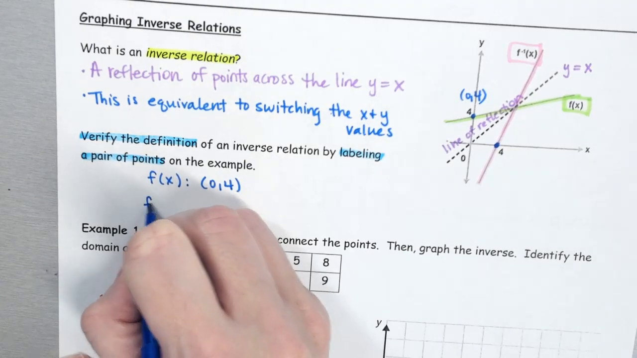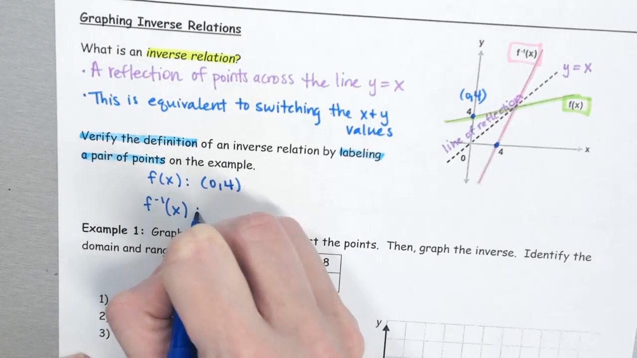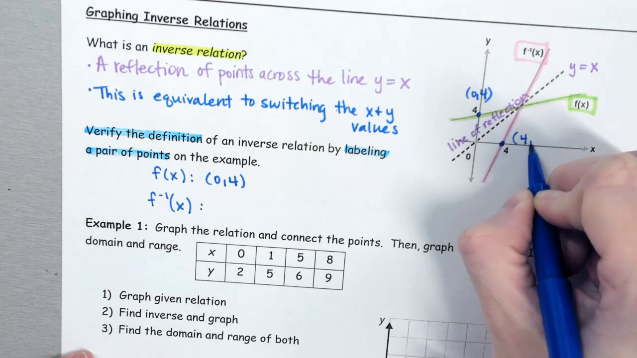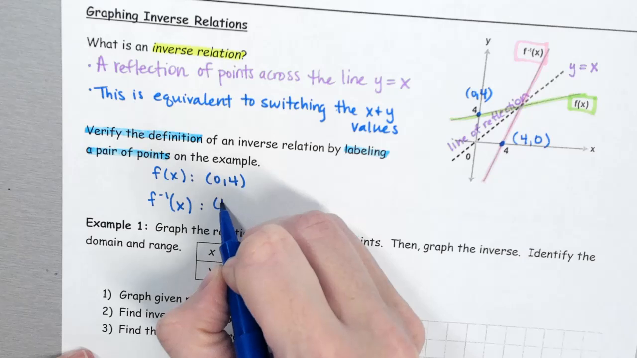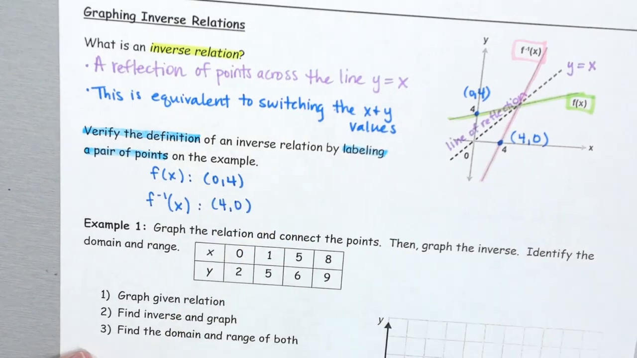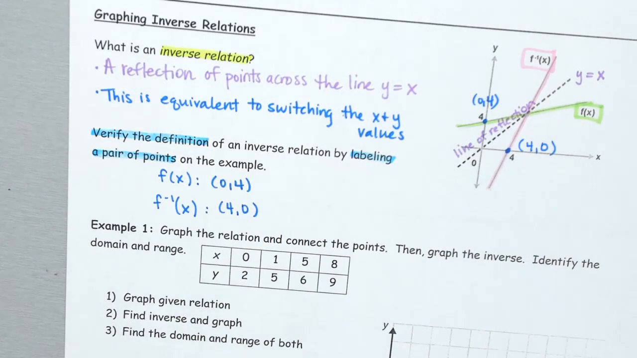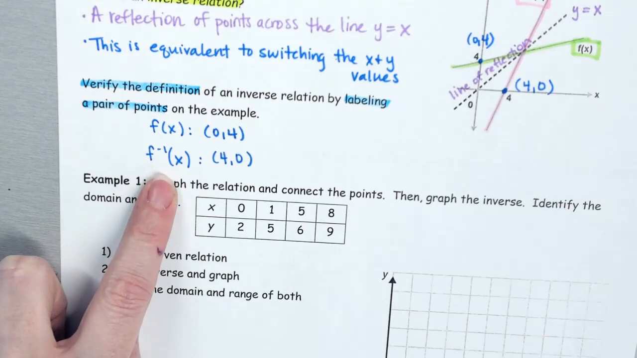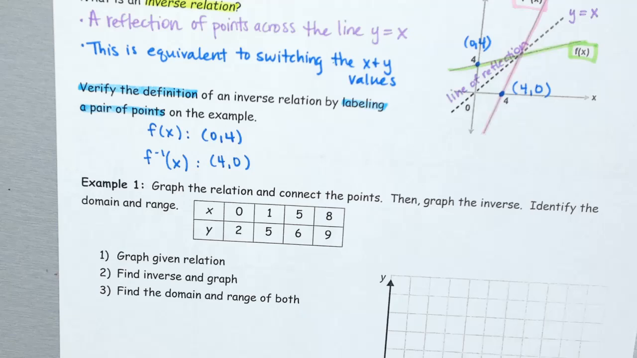Okay, and then on the inverse, this point is written as 4, 0. So it's equivalent to switching those x and y values. And again, this is your f inverse. That little -1 there means the inverse.